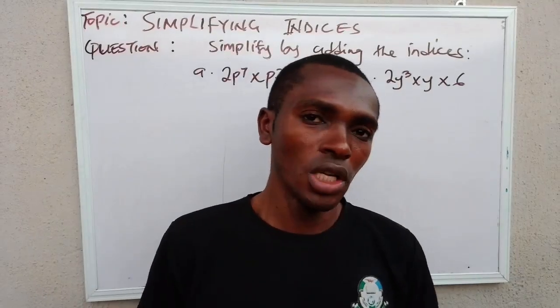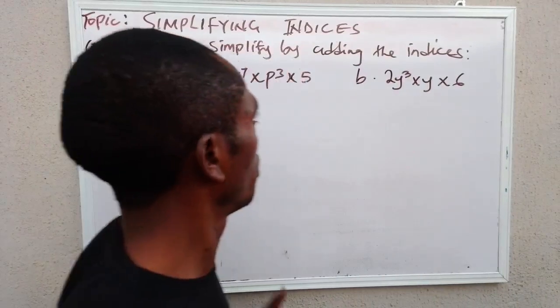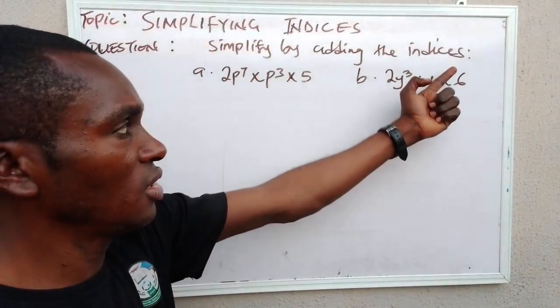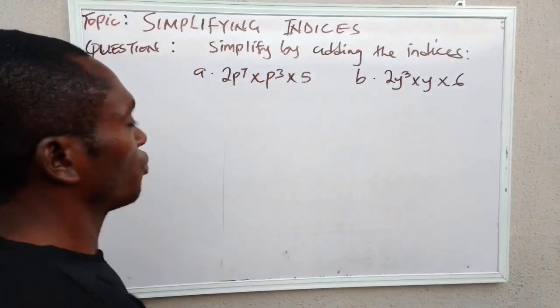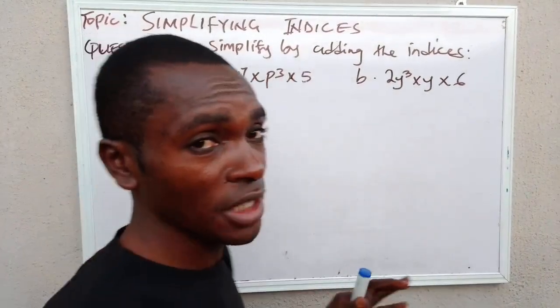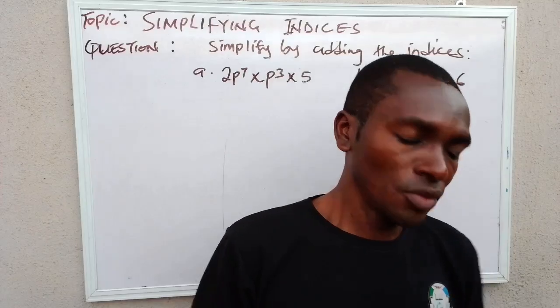We're still going to be looking at simplifying indices. Now we have this question here on the board. It says simplify by adding the indices. Simplify by adding the indices. So what we are simply told to do is not to work by expansion but by adding. So how do we do that? Look at it.